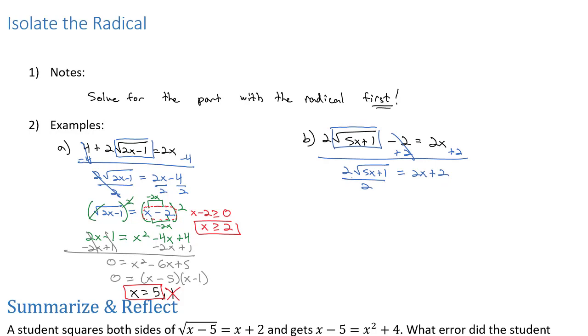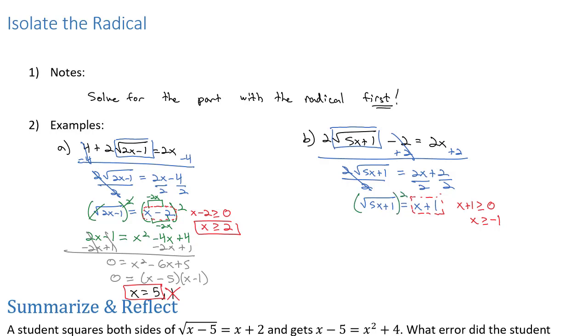Then I'll divide off that 2 in front of the radical. And when I do, I have to divide each and every term by the 2. So I get the square root of 5x plus 1 equals x plus 1 after I reduce. Again, when the square root equals something, that something, x plus 1, has to be greater than or equal to 0. So subtracting 1 from both sides, I see x has to be greater than or equal to negative 1. I'll have to be careful of that with my solution.